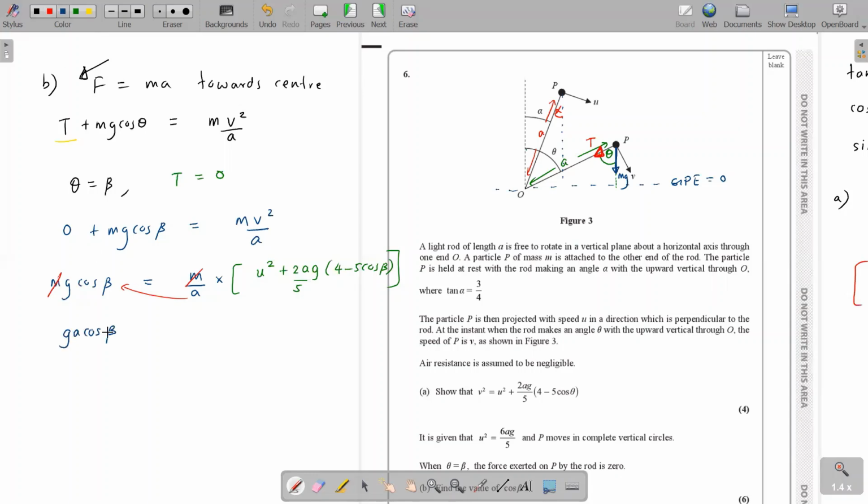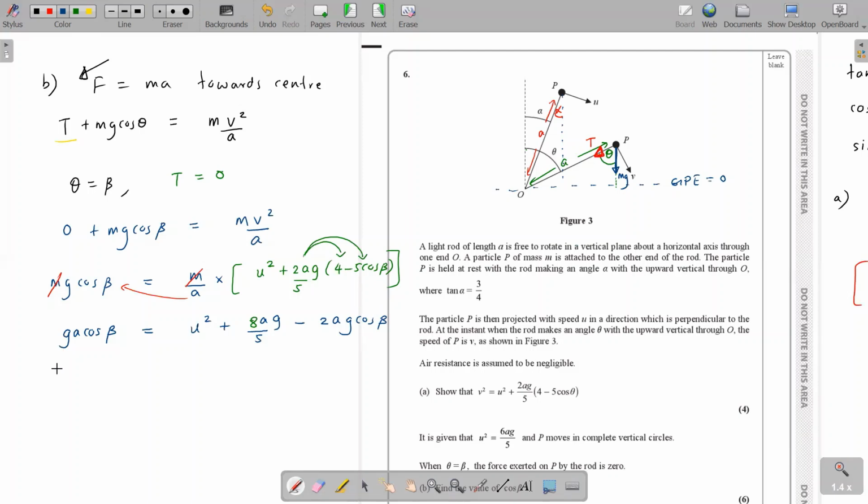So I get ga cos beta equals u square, plus here this bracket is now free to open, 2ag over 5 times... Shall we directly open? 2 over 5 into 4 is 8ag over 5. And then 2 over 5 into 5, the 5 will cancel, right? 2 over 5 into 5 is minus 2, minus 2ag cos beta. Do you agree with me?